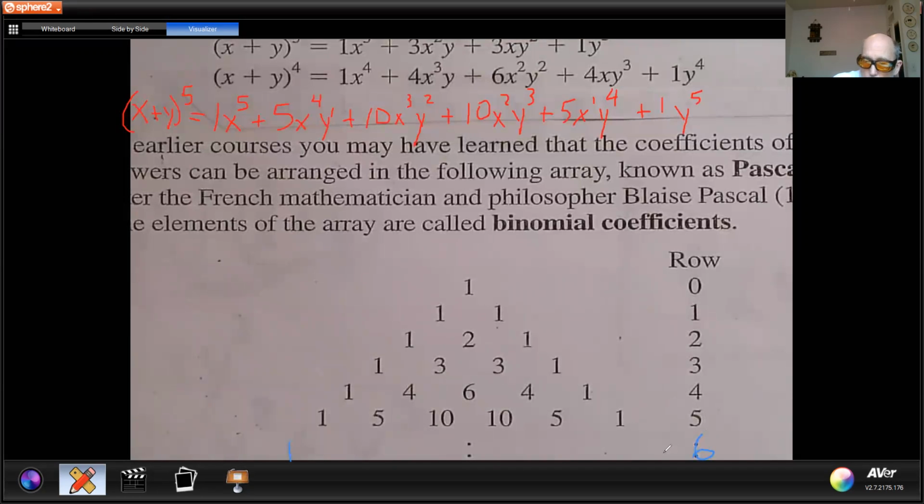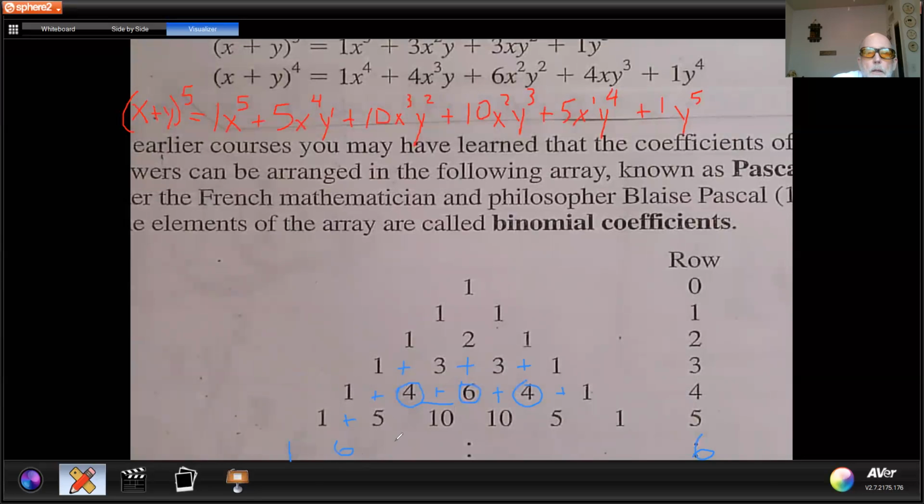Now, how do I get these rows? Well, let's investigate. Look, 1 plus 3, that's 4. 3 plus 3, that's 6. 3 plus 1, that's 4. Look what they did. All they did was add these, and that became 5. They added these two together, and that became 10. They added these together, that's 10. They added these, that's 5. So what's this next number down here? Well, 1 plus 5, that would be 6. So 6 is the number that goes right there.